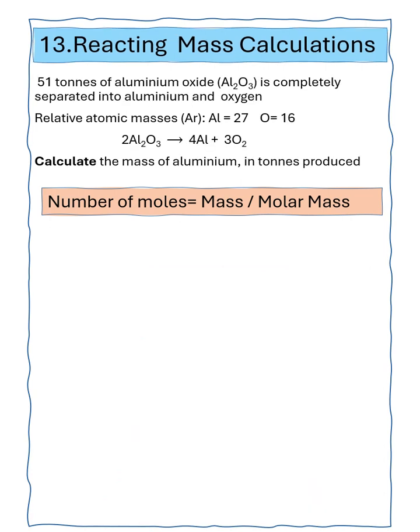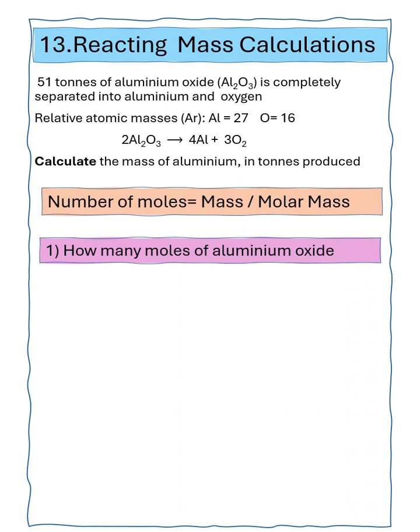Question 13 says we've got 51 tonnes of aluminium oxide, but it's completely separated into aluminium and oxygen. We're given the chemical equation and we're asked to calculate the mass of aluminium in tonnes. We're going to use the formula number of moles equals mass divided by molar mass throughout the question. And the first thing we need to do is calculate the number of moles of aluminium oxide.